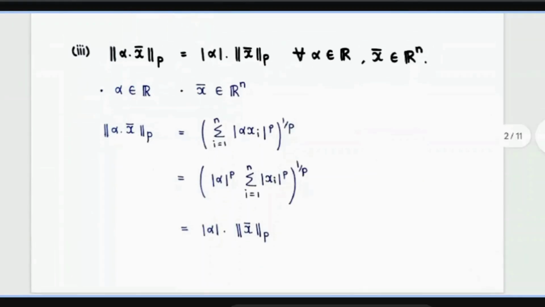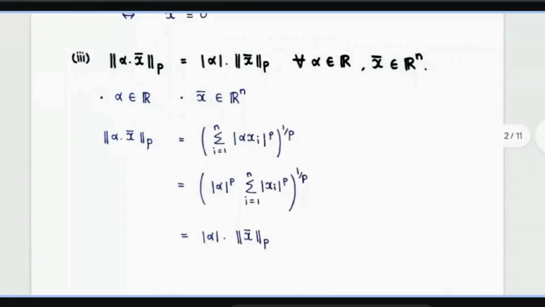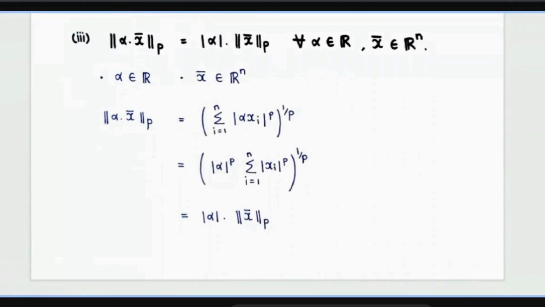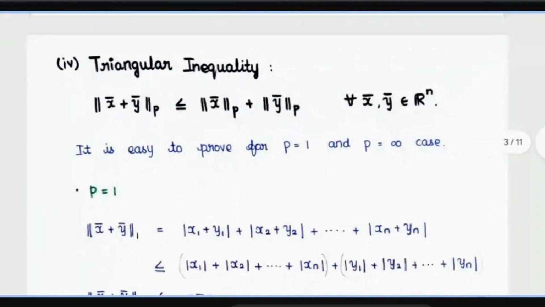Now we fix the alpha and x bar. The norm of alpha times x bar is equal to summation of modulus of alpha xi power p, whole to the power 1 by p. We know that by the simple modulus property, we can easily evaluate this. So we are taking out the modulus of alpha power p from each term. It's a summation, so we can take the term modulus of alpha power p out, and we will get modulus of alpha times, this is nothing but norm of x bar.